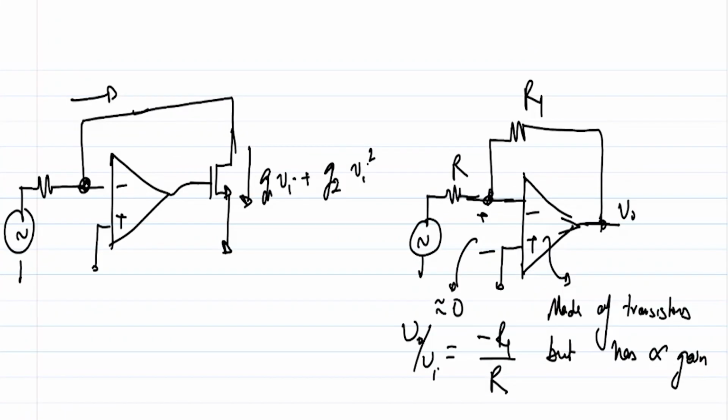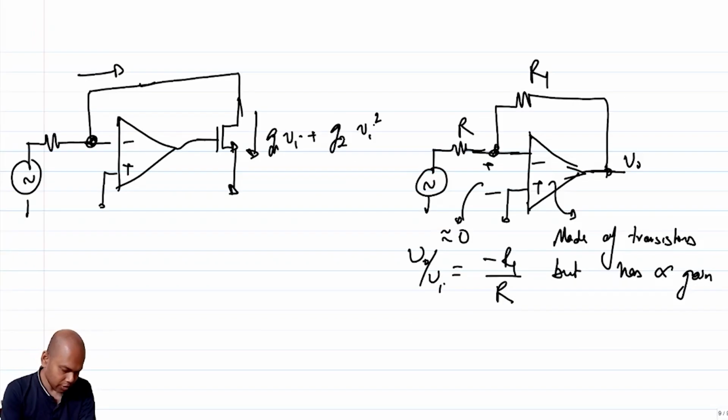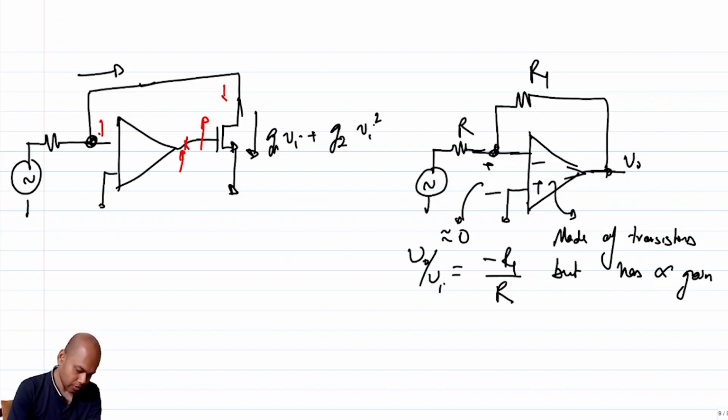But wait, is the sense of the loop correct? Let's see. How do I know the sense of the loop? Let me break the loop hypothetically somewhere. Let me break it here, and I give an excursion here. If this increases, this decreases. If this decreases, this increases, which means the loop is not in negative feedback. So how do I correct it? I basically change the signs of the op amp. So this loop becomes negative feedback.